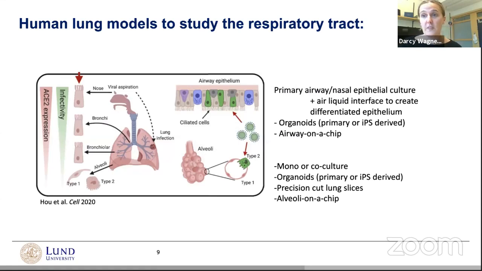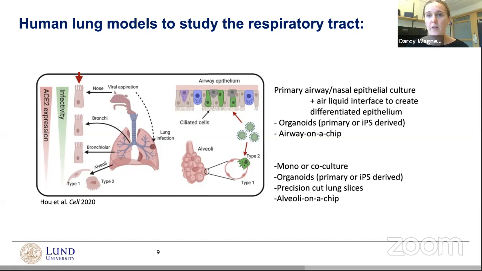With regards to established models that already exist right now, both of the speakers today are going to talk about their use of different models. But with regard to the lung, there are several different models, and this depends on what area of the lung you want to target. So if you're more interested in looking at the upper airway epithelium, there are several different options.